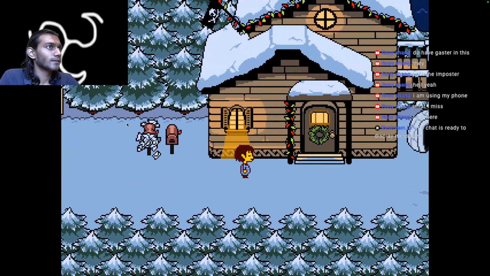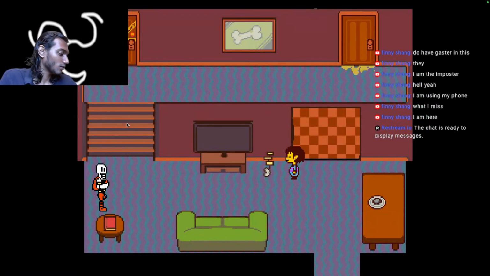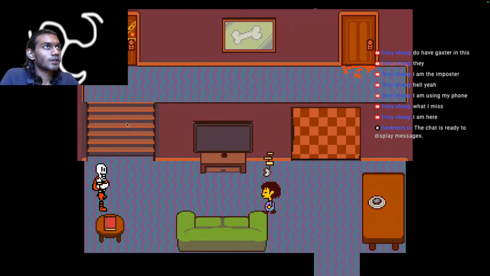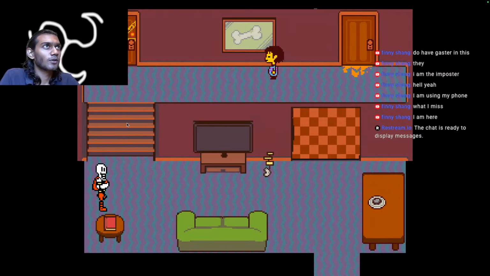Maybe Papyrus? I've never been to Papyrus's room. They do have Gaster in this. Gaster? What's a Gaster? The door is locked. Of course it's locked.